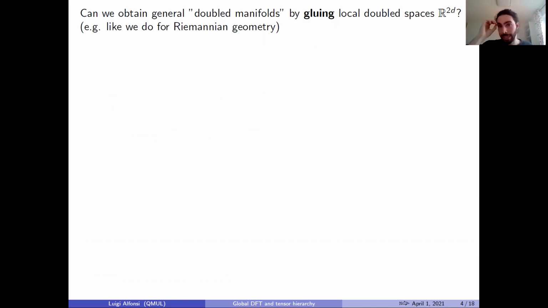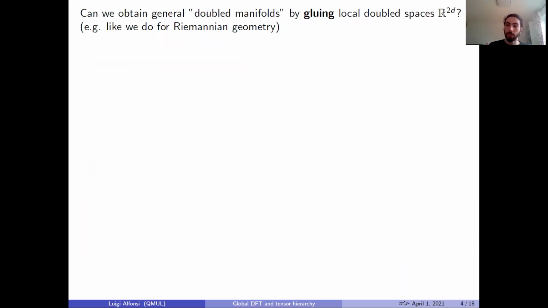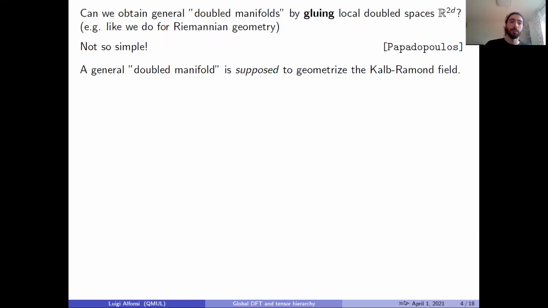The question we may ask now is this: I said that double field theory can be formulated on a local chart like R^2D. So can we glue these charts together, more or less like we do in Riemannian geometry, and make a manifold? We have this double-dimensional chart, which is T-duality covariant. Can we somehow glue these things together and obtain a general notion of double manifold? There are reasons to believe that it is not so simple.